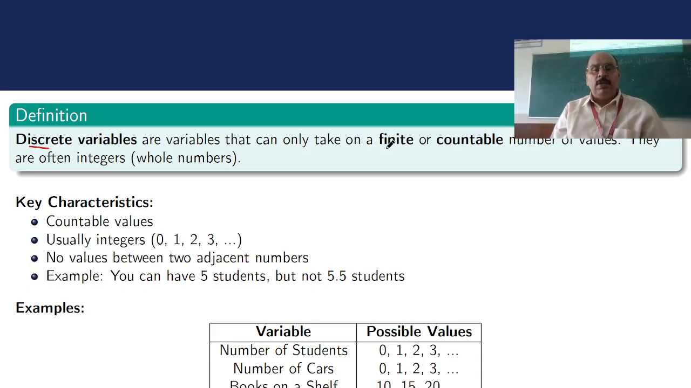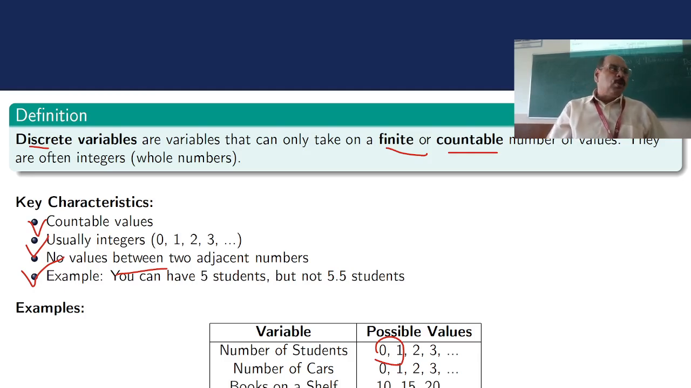Definition for discrete variable: it has finite or countable number of values. Say number of students, number of cars, books on the shelf, number of children, and so on. So you have countable values. These are all numbers. So you don't have any values between 0 and 1 in the number of students. I cannot say half a student and so on, right? So you don't have decimal values, you don't have continuous graph.